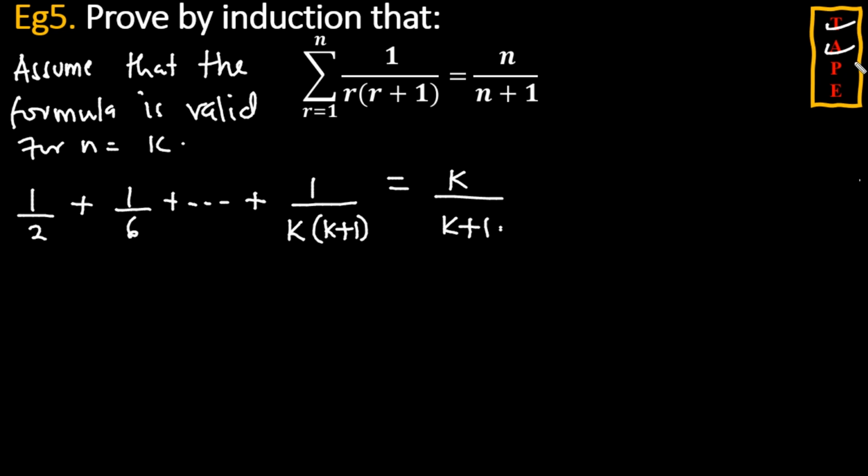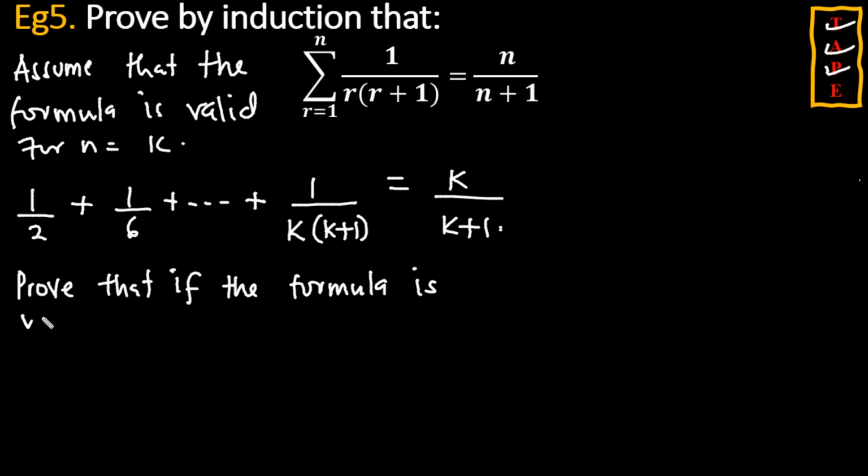Step 2 is done. Now we are going to prove. What are we going to prove? We are going to prove that if this formula is valid for n is equal to k, then it must be true.